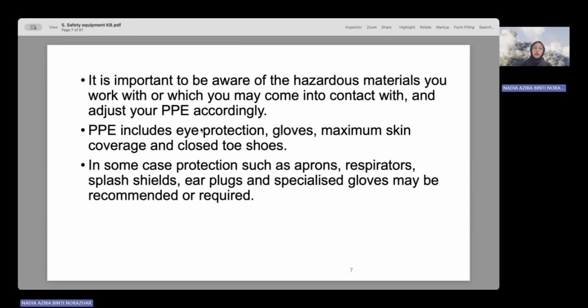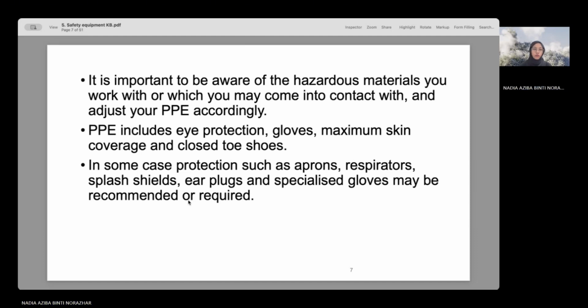It is also important to be aware of the hazardous materials you will work with or may come in contact with, and adjust your PPE accordingly. PPE also includes eye protection, gloves, maximum skin coverage, and closed-toe shoes. One point is about adjusting our PPE accordingly. In some cases we have to wear some extra protection such as aprons, respirators, flash shields, earplugs, and specialized gloves. That will be discussed after this.